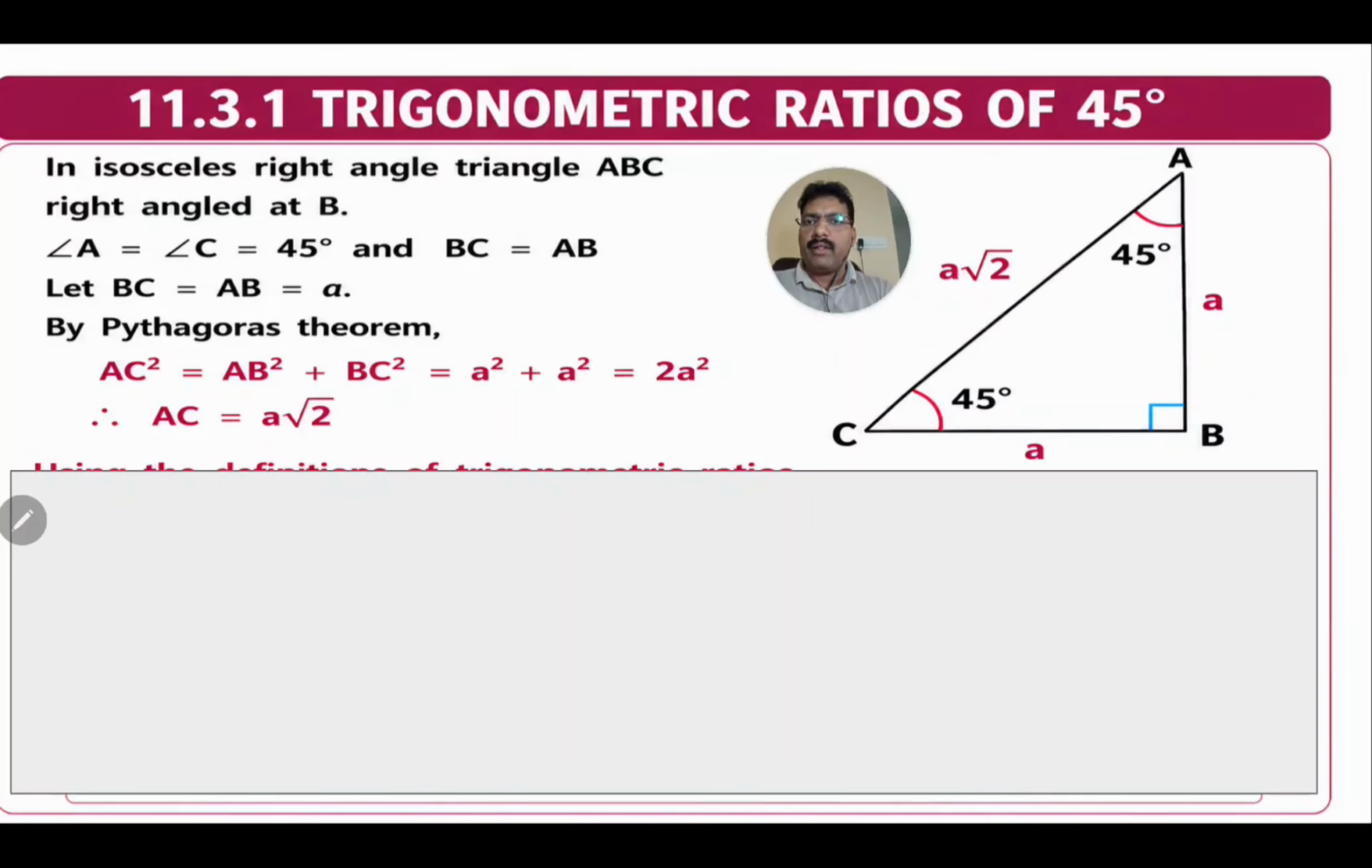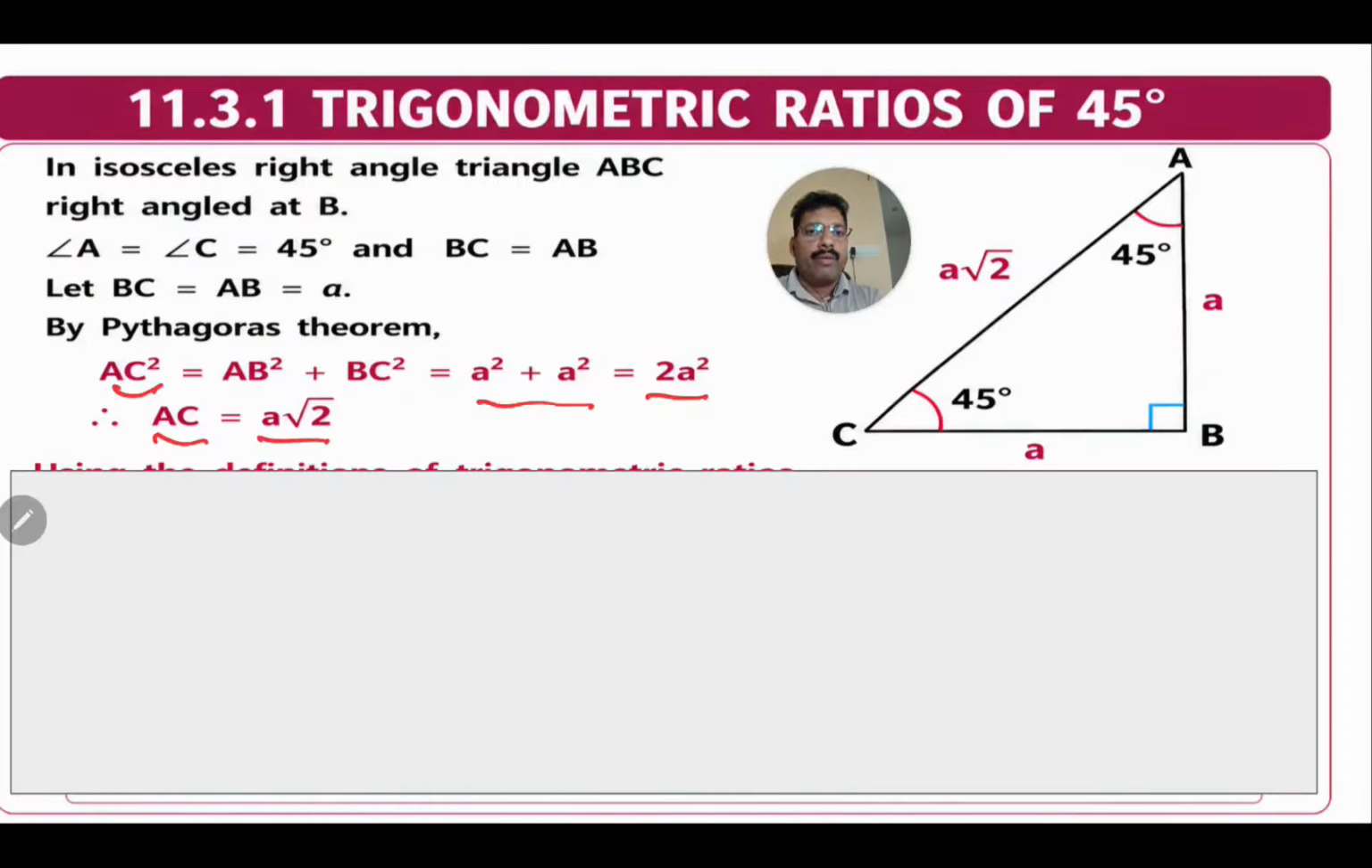In isosceles right angle triangle ABC, right angle at B, angle A is equal to angle C is equal to 45 degrees and BC is equal to AB. Let BC is equal to AB is equal to small a. By Pythagoras theorem we know that hypotenuse square is equal to side square plus side square. So that is a square plus a square is equal to 2a square, that is AC square. So AC value is a root 2. Now if you know all the three sides, we can find any trigonometric ratio.